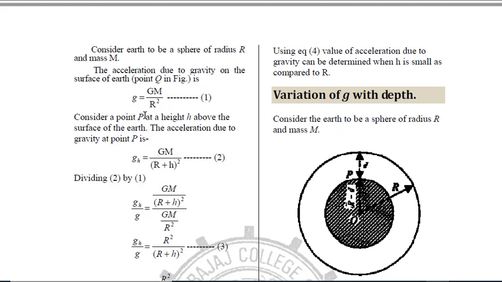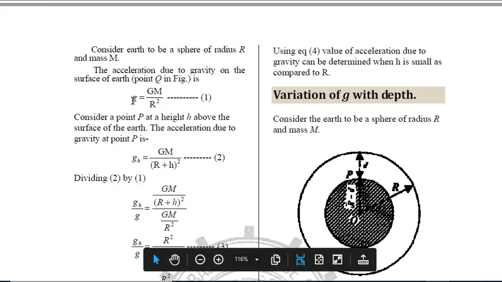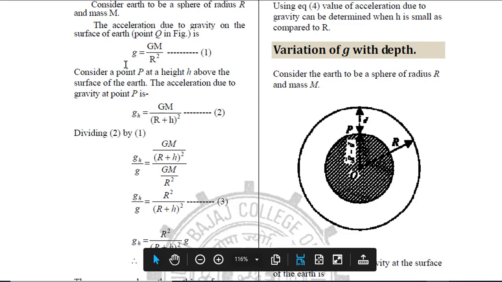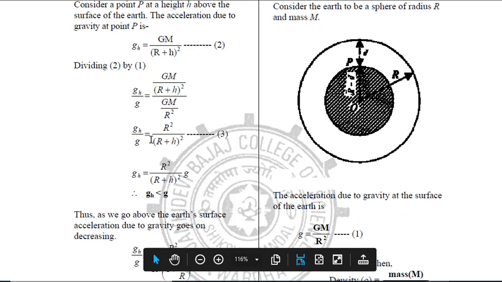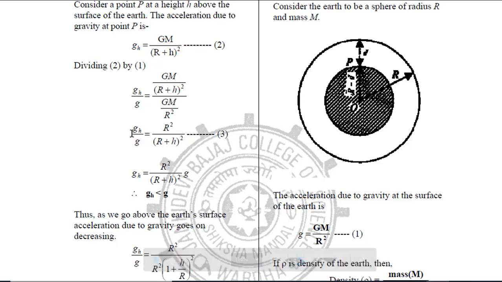So we have two equations. If we divide the two equations, g at a certain height divided by g at the earth surface, ni sawasawa na GM over (r plus h) squared divided by GM over r squared. So if we divide, GM na GM zitapotea, tutabaki na r squared divided by (r plus h) squared. So what we are seeing here is that g varies inversely proportional to the square of the distance from the center of the earth, outside the earth.